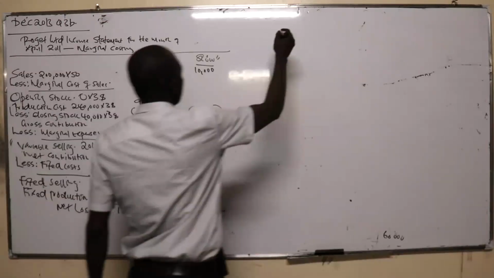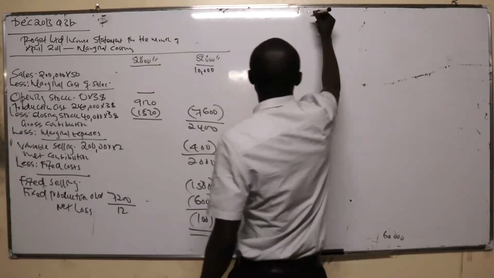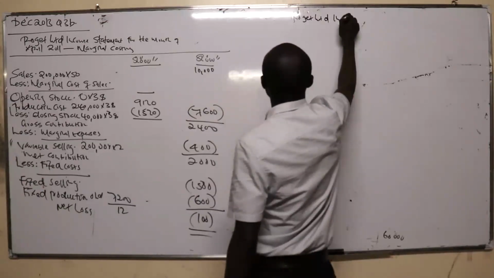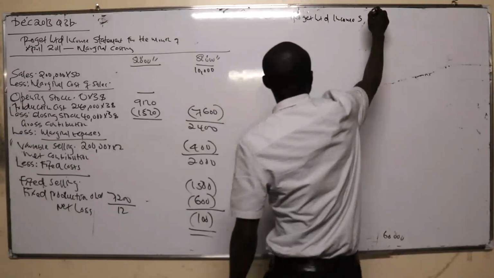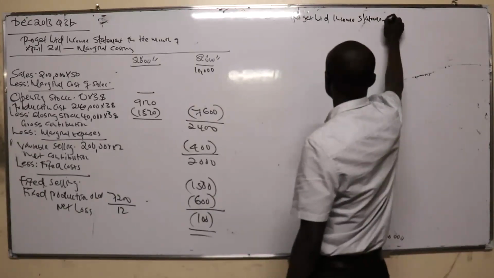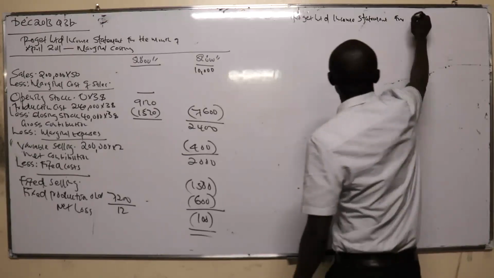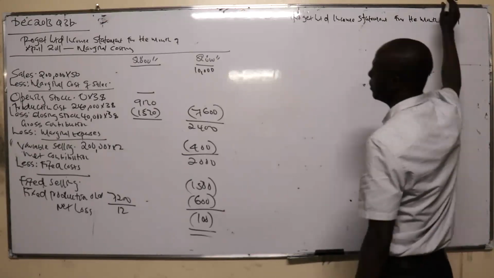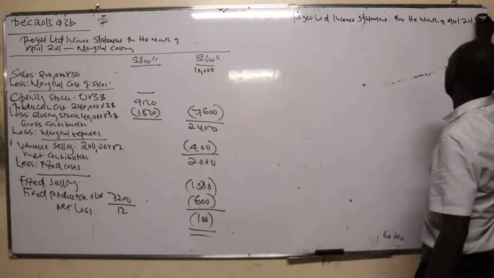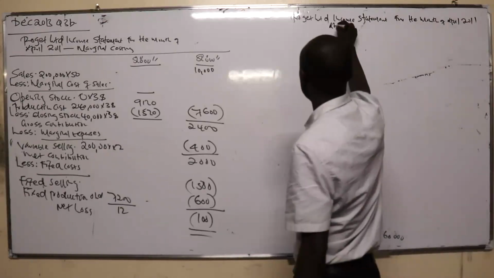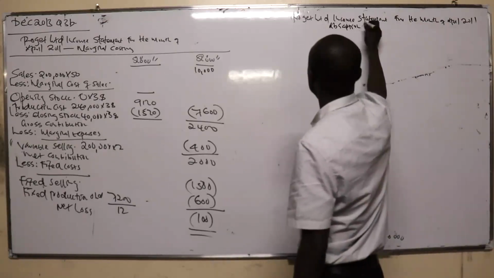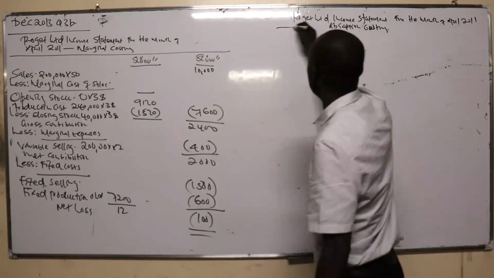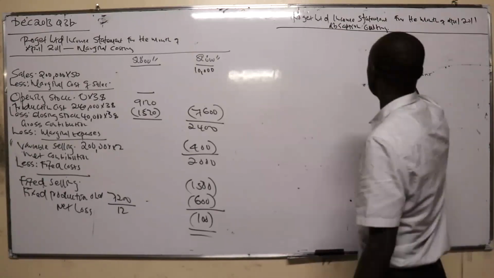So here you come here and write Progress Limited. Income statement for the month of April 2011, absorption costing. And then you underline. So you can also have two columns here.